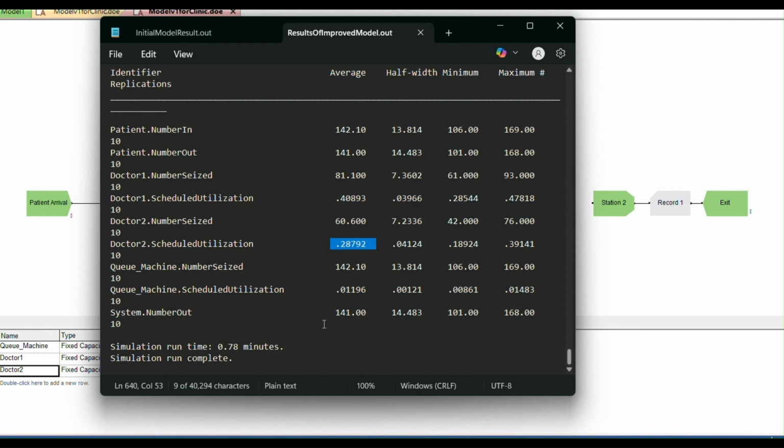So I decided to keep this improvement since utilization is better in the model, and this way the clinic is not paying more for a person who is not working sufficiently.